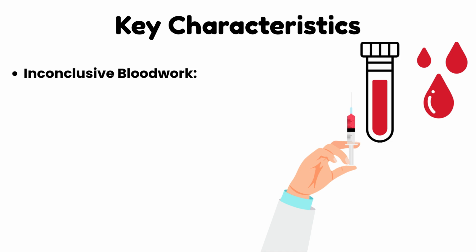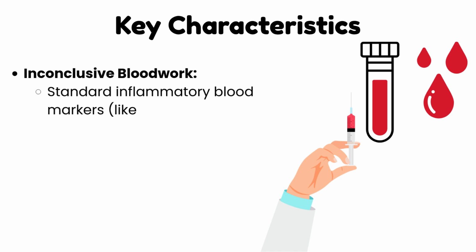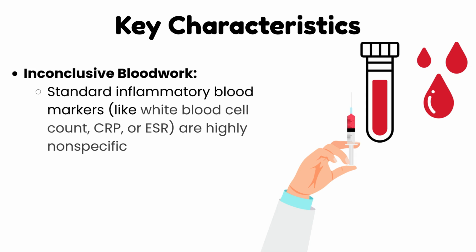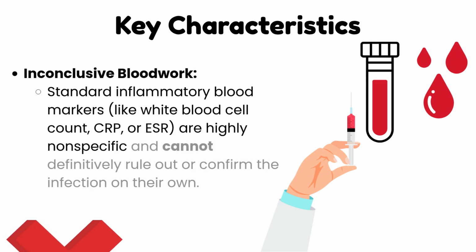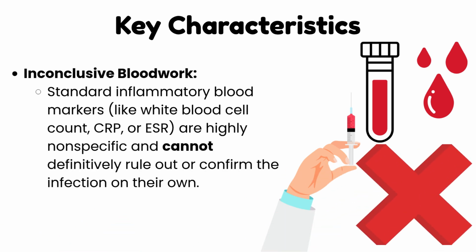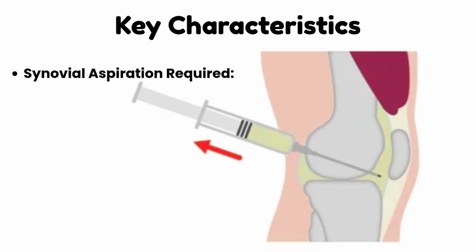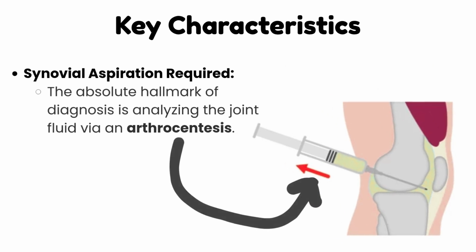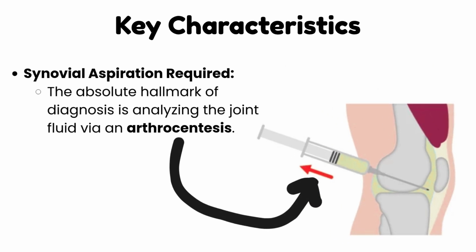Inconclusive blood work. Standard inflammatory blood markers, like white blood cell count, CRP, or ESR, are highly nonspecific and cannot definitively rule out or confirm the infection on their own. Synovial aspiration required. The absolute hallmark of diagnosis is analyzing the joint fluid via an arthrocentesis.